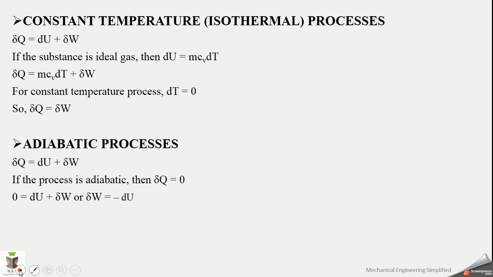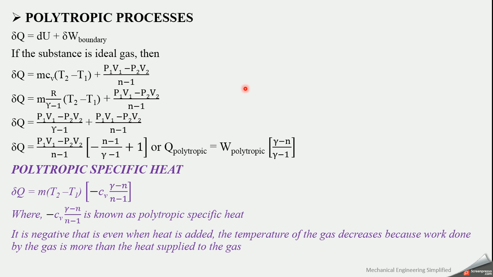Please note them. Okay, then for the polytropic process, we have del Q equals dU plus del W boundary. If the system is an ideal gas, then dU can be written as mCv dT, or mCv (T2 minus T1), and del W boundary can be written as (P1 V1 minus P2 V2) upon (n minus 1). This I have already told you in the last lecture. This n minus 1 is for the polytropic process, where PV raised to the power n is equal to constant.